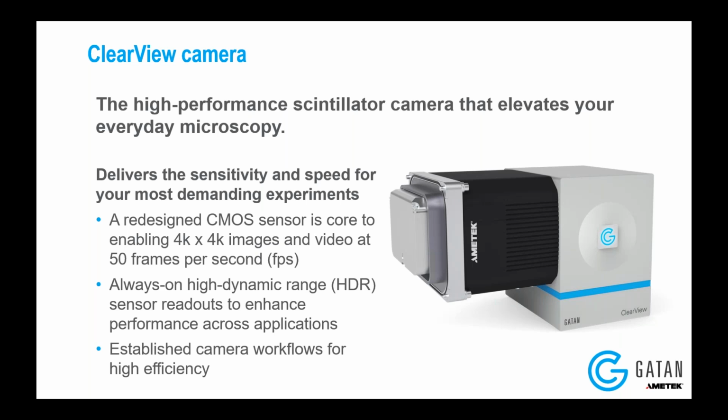Now, the big thing about the camera, the easiest thing to talk about in its performance first, is that it's a 4K by 4K camera, so a 16 megapixel camera, and it can acquire data at up to 50 frames per second at 4K by 4K images. One really nice thing about the camera that I'll talk about more in depth is that it has these HDR, or high dynamic range sensor readout. It's a sensor level readout scheme that improves the dynamic range. It's super useful for diffraction experiments that you may want to do with the camera.